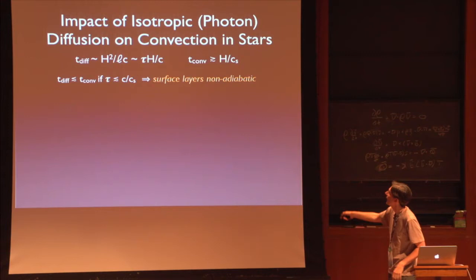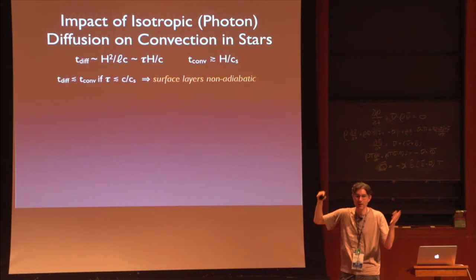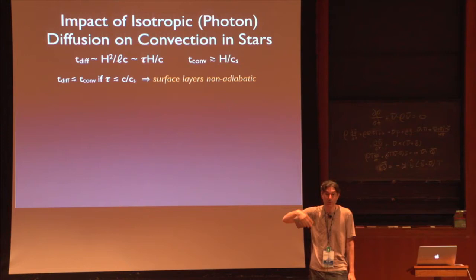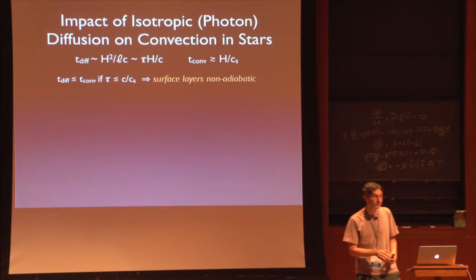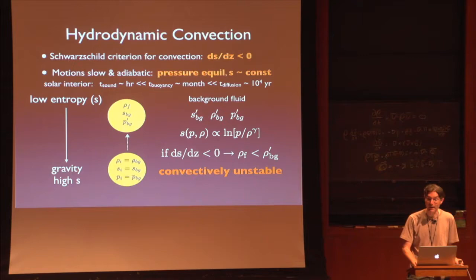And that means that somewhere between the surface, where the optical depth is 1, and the place where the optical depth is this number, the speed of light divided by the speed of sound, which might be 1,000 or something like that, typically in stars, the photon diffusion time will be less than the fastest the convective eddies can move around. And that means the motions will be non-adiabatic. And so our fundamental assumption in deriving the condition for convection will fail. It will no longer be valid to assume adiabatic motions near the surfaces of stars.